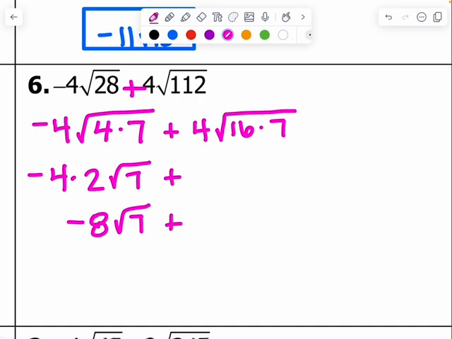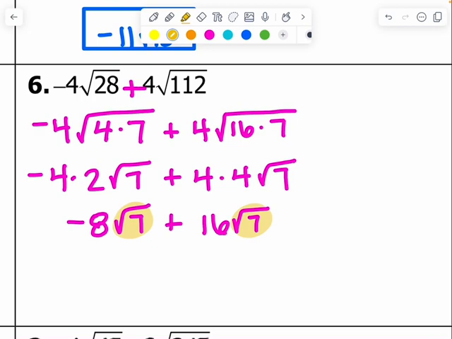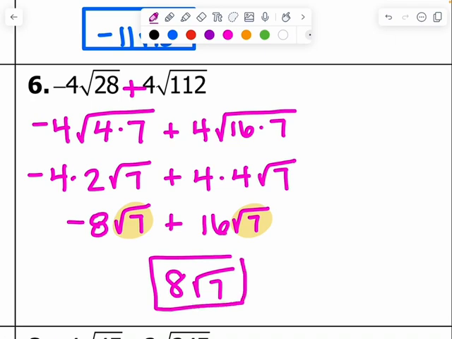Okay, if we're adding and subtracting radicals, oftentimes we're going to have a similar number under the radical, so that's something that can maybe help you. Okay, so we know that the square root of 16 is 4. So we have 16 square root 7. Now we have like terms because we have those radical 7s. So negative 8 radical 7 plus 16 radical 7 gives us 8 radical 7.